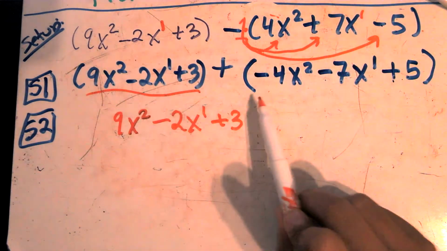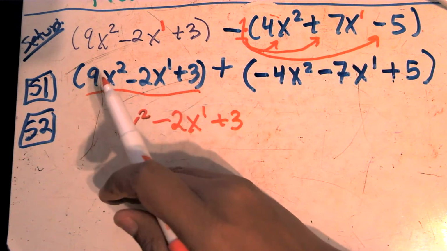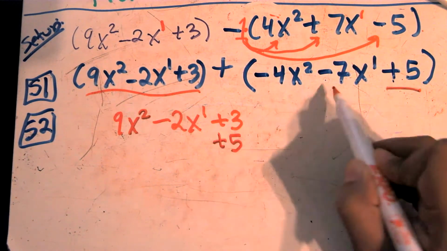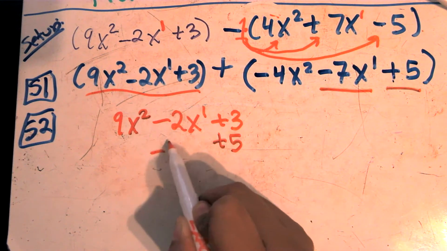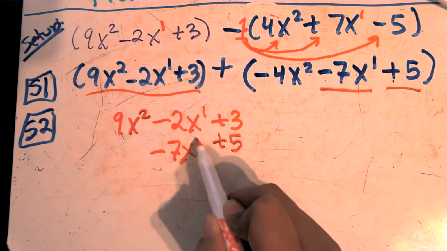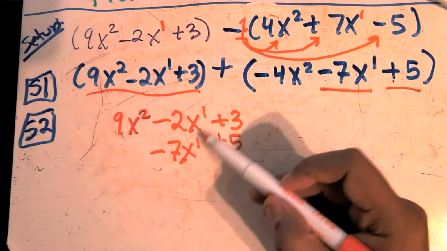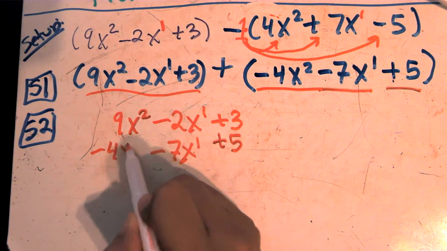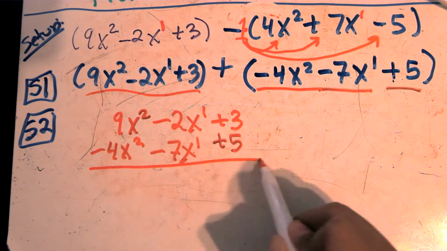And now I'm going to take the second polynomial and bring it down underneath the other one. The 5 goes underneath the number. The -7x to the first power goes underneath the -2x to the first power. Like terms, same variable, same exponent. And then the -x squared goes underneath that.